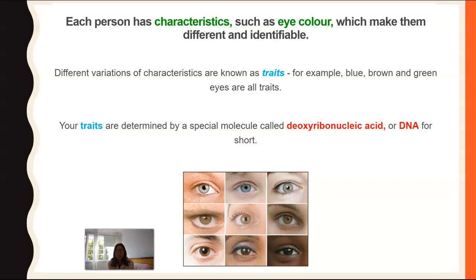So our eye colour makes me different to the students in my class, and it's identifiable. And these are called traits. Different variations of a characteristic are known as traits. If I'm talking about eye colour, there's blue, brown, green, and so forth. If we're talking about hair, we might talk about straight, wavy, curly. We might talk about freckly skin and olive skin. They're all different variations of a characteristic, and they're known as traits. And the traits that you possess are determined by the DNA you have.